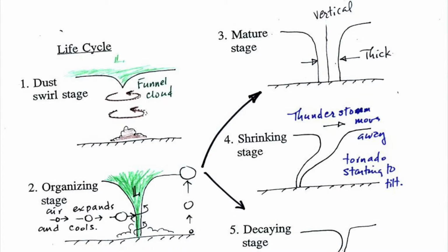The mature stage is when the tornado is vertical, meaning up and down, and very thick at the base. As soon as it begins to weaken, it enters the shrinking stage. This is when the thunderstorm that had created the tornado begins to move away, but the tornado base is still tilted to the earth. Finally, the tornado will dissipate in the 5th stage.